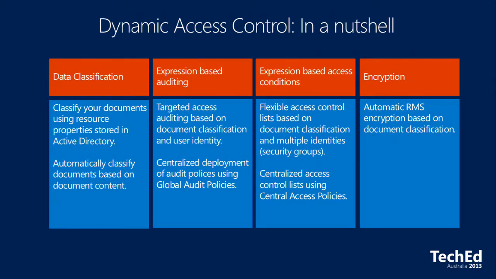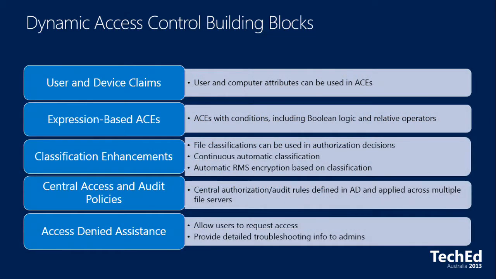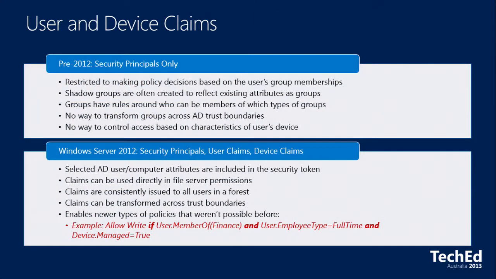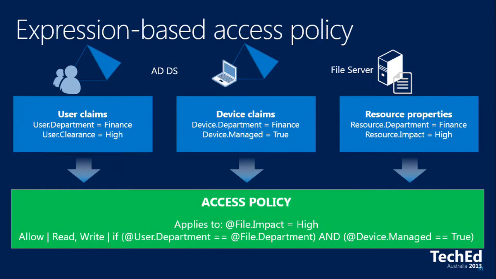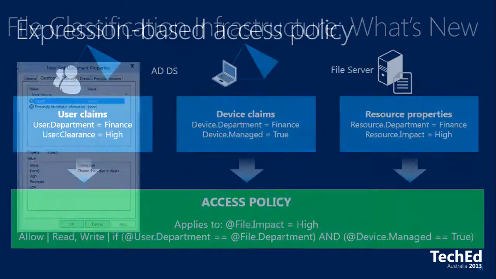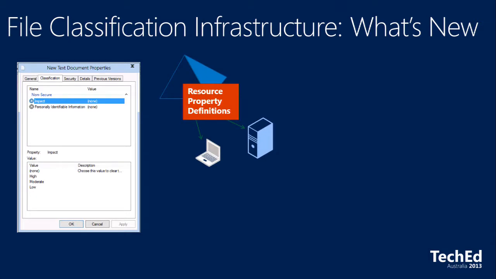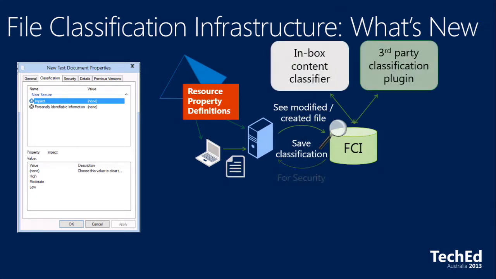We can also, based on the content and the rules that are applied, determine whether something needs to be encrypted. We'll just flip through to an example. We have user claims, device claims, and resource properties, and I'll just flip through that one.